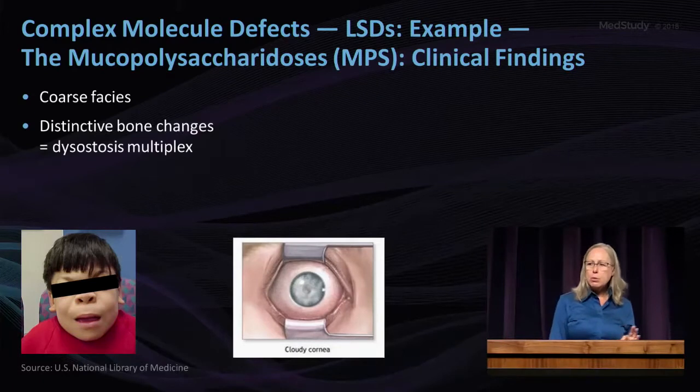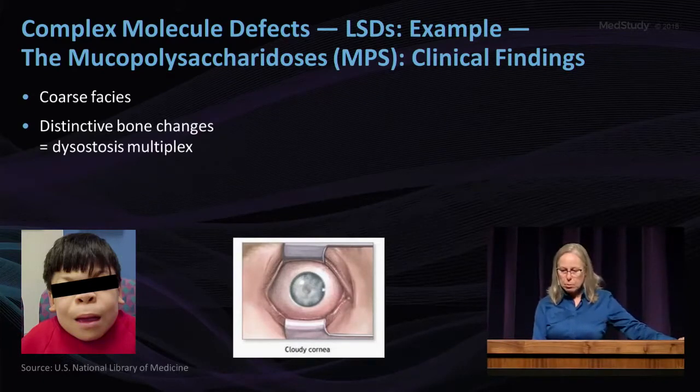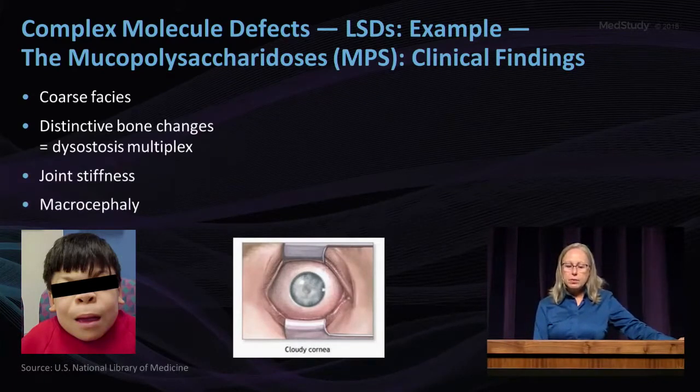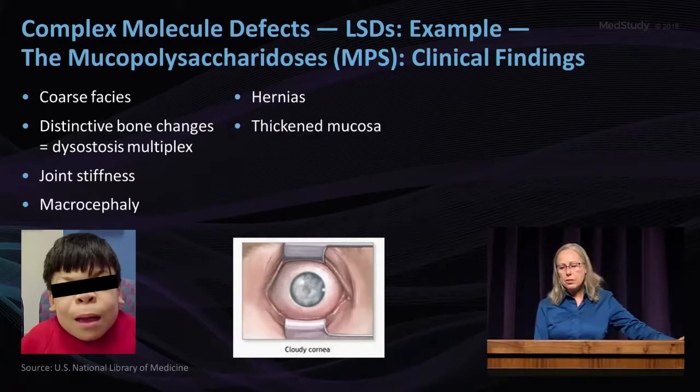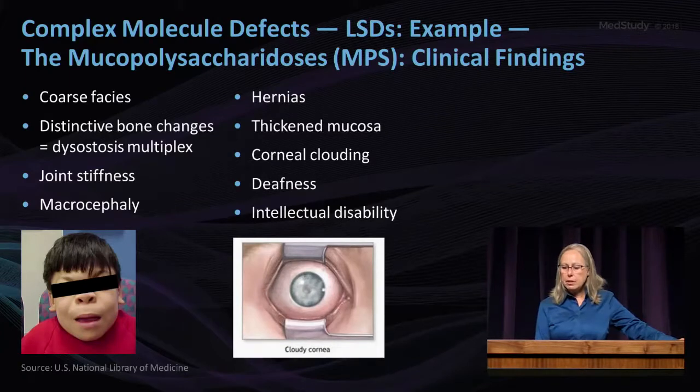They can have distinctive bone changes, which are called dysostosis multiplex. They have joint stiffness and macrocephaly. They're prone to having hernias. They have a thickened mucosa, so a lot of people will come in thinking they have chronic seasonal allergies that never get better, repeated otitis media. Corneal clouding, deafness, and intellectual disability.